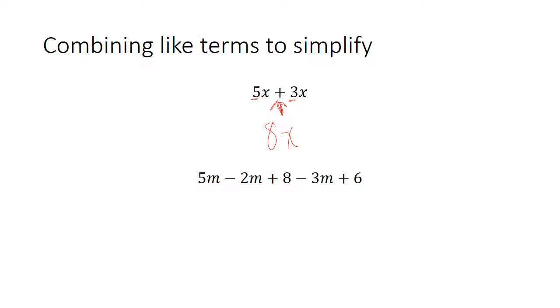Our m's here, 5m minus 2m and minus 3m, are going to be like terms, and our plus 8 and our plus 6 are going to be like terms. So we're going to combine those. We've got our 5m minus 2m minus 3m, which is actually going to be 0m, plus our 8 plus 6, which is 14. So in this case, our m's are going to completely disappear.